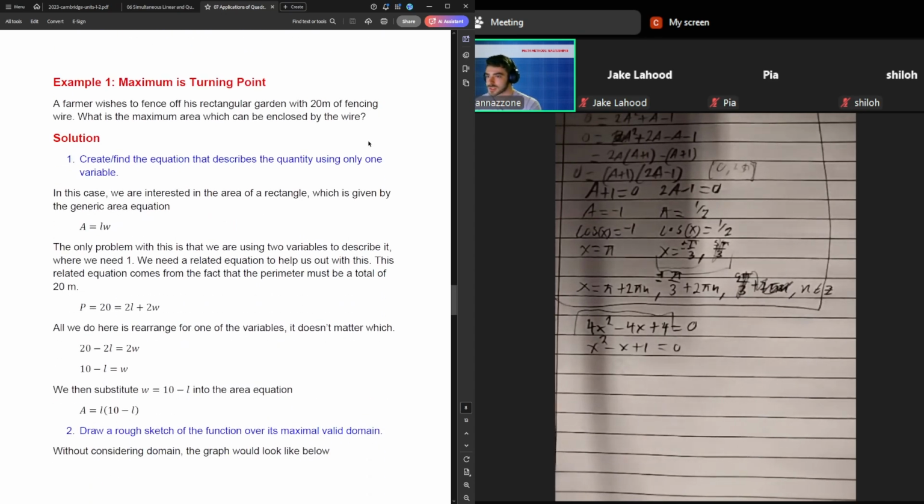So let's try an example. We have a fence, rectangular garden, 20 meters total of fencing wire. What is maximum area that can be enclosed by the wire? So we got 20 meters total. Pro tip on this one, whenever you have anything rectangular, the maximum area is always going to be a square. So if you think about like taking this 20 meters and arranging it out to look like a square, you're effectively just going to have like 5 by 5. So very quickly you could say this is just going to be 25 meters squared.